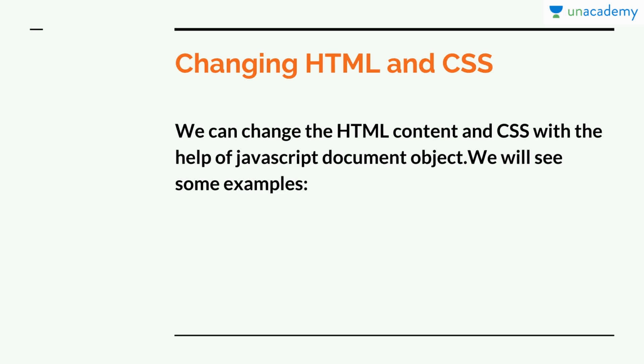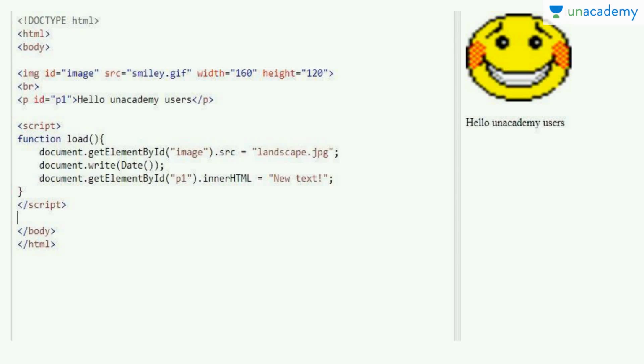We will see some examples. We can change the content simply with the document object. Now this is a simple code. The first line is doctype HTML, which tells the browser that I am using HTML version 5. After that we have the HTML tag, then the body, then the image with the ID of image, and the source is smiley.gif. This smiley.gif resides on my server, so I don't need to change that. Otherwise you have to put some other link or source to where you have stored the image. After that I have a break tag and then a paragraph tag, hello unacademy users.